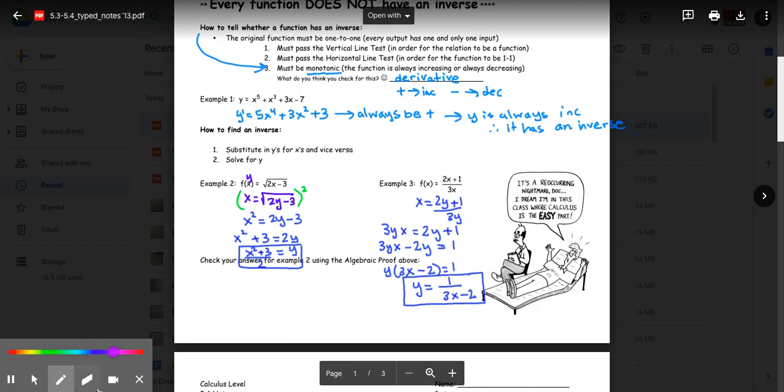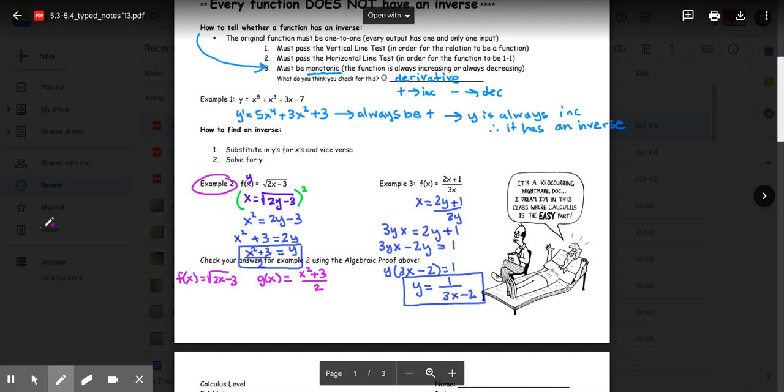And the last thing for today is check your answer for example 2, so this example, by using the algebraic proof. So you have two functions. So we'll call the first one f of x equals root of (2x minus 3). And then we'll call the inverse that we found g of x. It's just easier to define it like that. So that's (x squared plus 3) divided by 2.